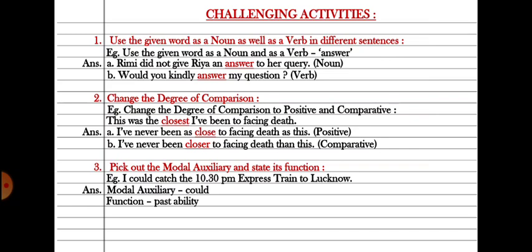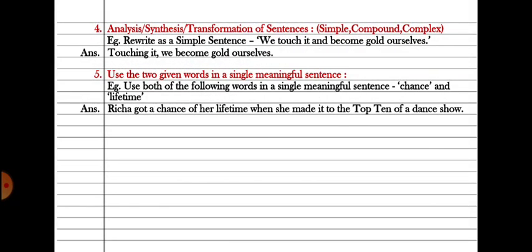Let's have a look at the example. I could catch the 10:30 p.m. express train to Lucknow. Answer: modal auxiliary is could. Function is past ability. Question number 4. Analysis, synthesis, transformation of sentences. So here we are talking about simple, compound and complex sentences.